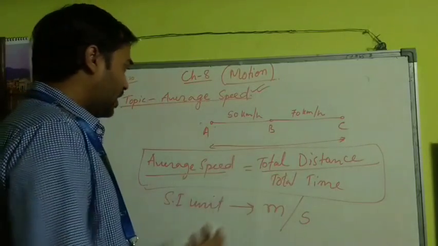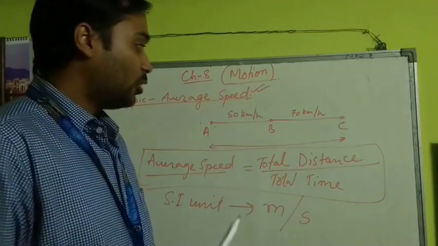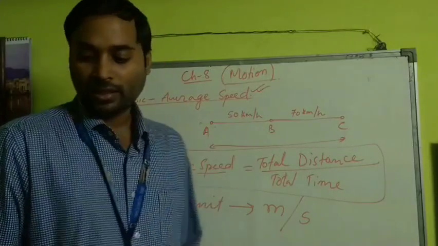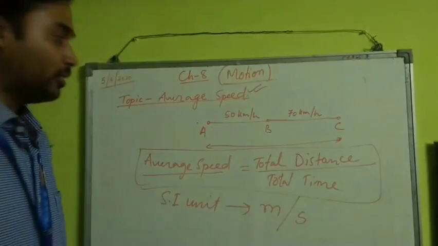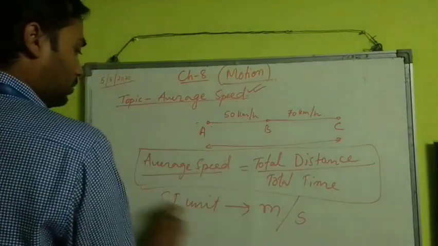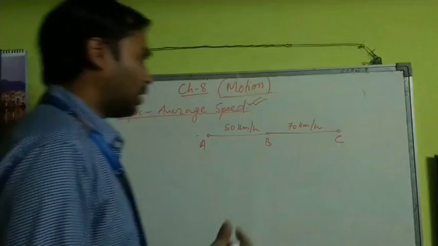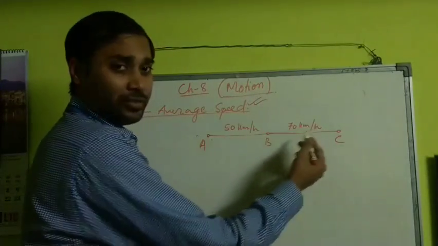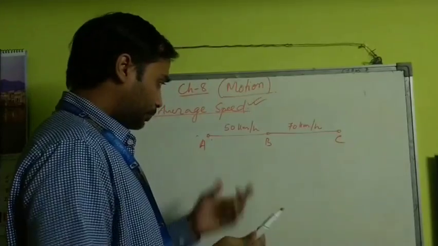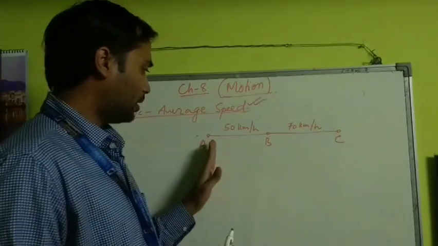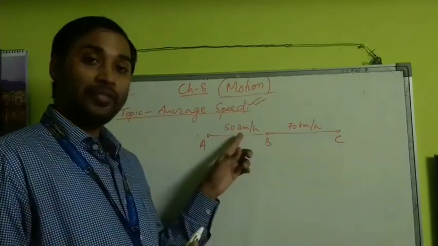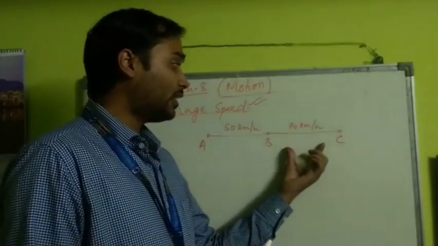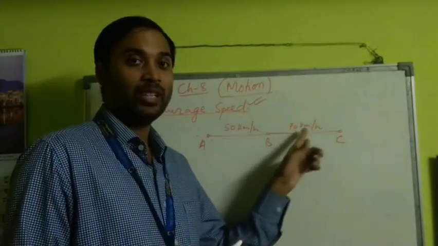Now I will be illustrating this with the help of a numerical problem. So let us try to solve a numerical. Let us consider this case itself. In this case, the vehicle travels the first half of the journey at a speed of 50 km per hour, and the second half of the journey at a speed of 70 km per hour.